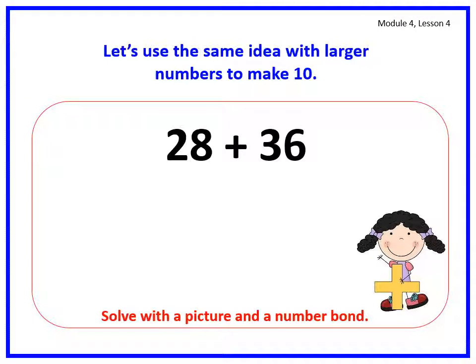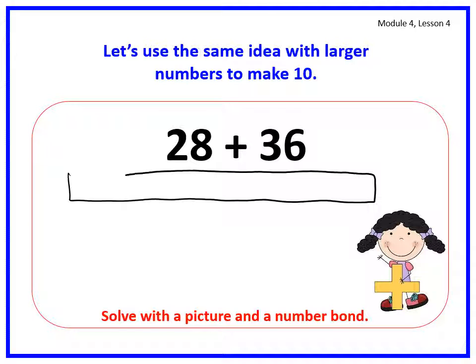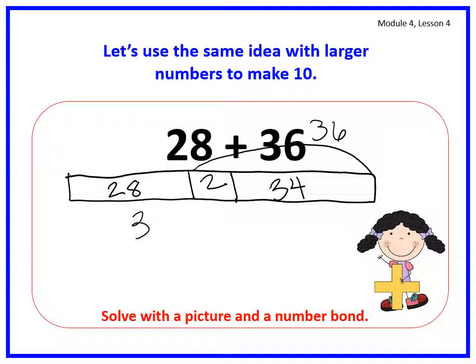So let's solve 28 plus 36. So I'm going to draw my bar. Actually going to draw a really big bar here. So then I've got 28 and I'm going to make this over here 34 because I can use 2 where I get those to equal 36. So really it's 28 plus 36 equals 30 plus 34.